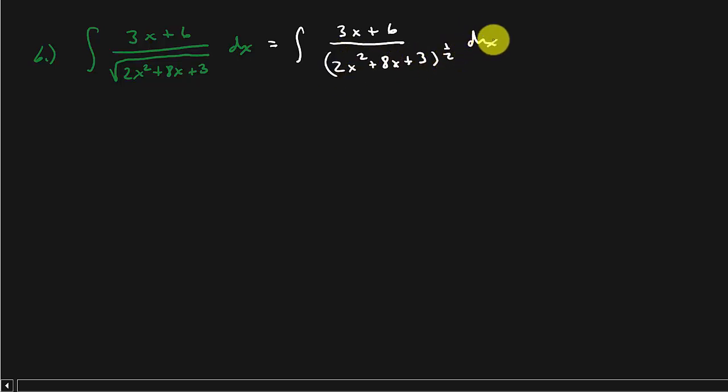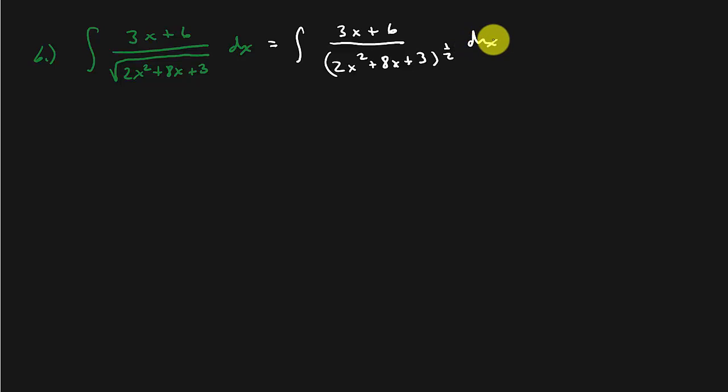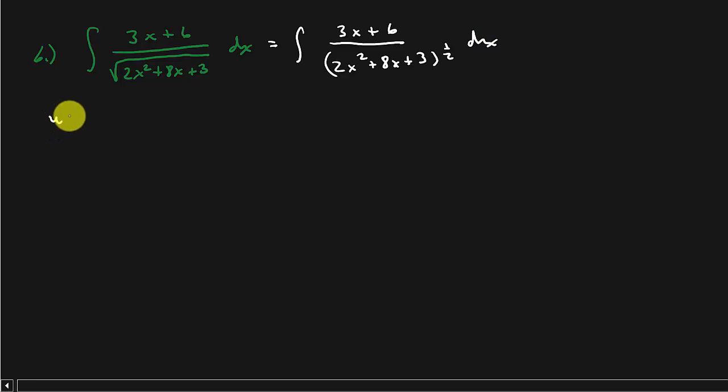All right, so let's see what we can do. So let's let u equal what's in the parentheses. So we're going to let u equal 2x squared plus 8x, and then du is equal to 4x plus 8. That doesn't help a lot, does it?